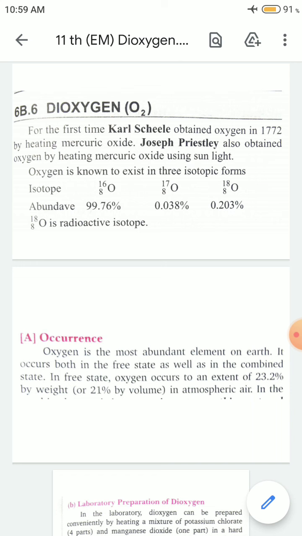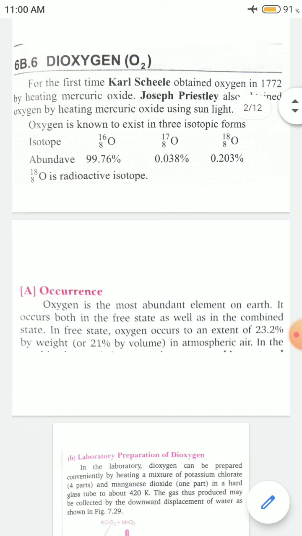Oxygen is known to exist in three isotopic forms: 8O16, 8O17, 8O18. 8O18 is a radioactive isotope.